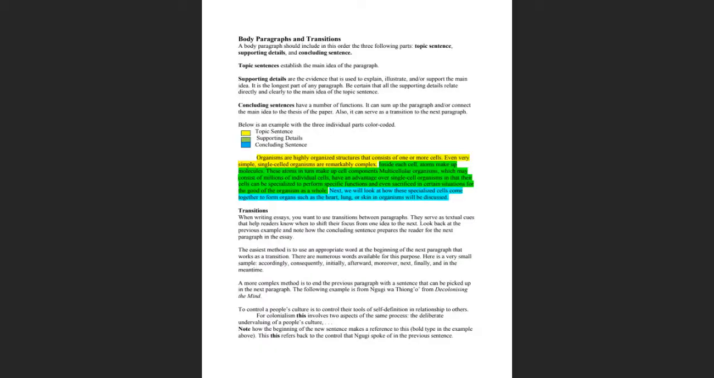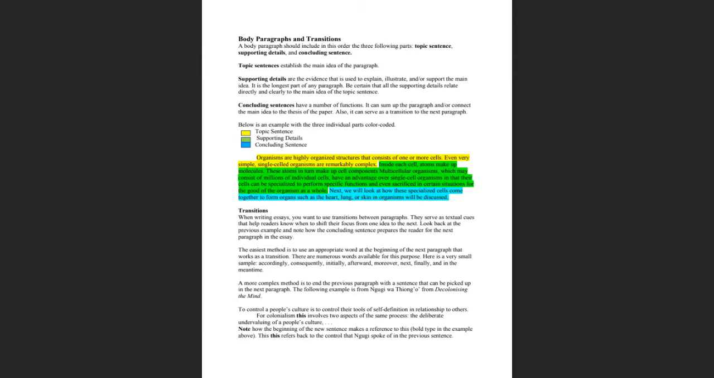And as I said before, the body paragraphs are the most important part of the paper. And the body paragraph has three parts. It's the topic sentence that establishes the main idea of the paragraph. Then it's the supporting details. The supporting details are the evidence that you use to explain, illustrate, or support the main idea, and it's the longest part of any paragraph. So be certain that the supporting details clearly support the main idea of the topic sentence.